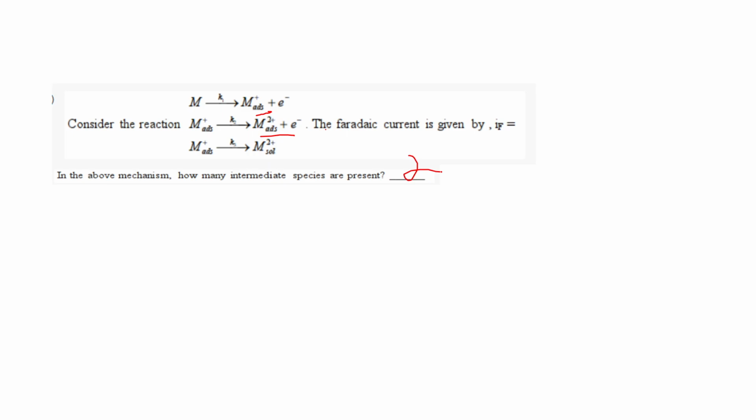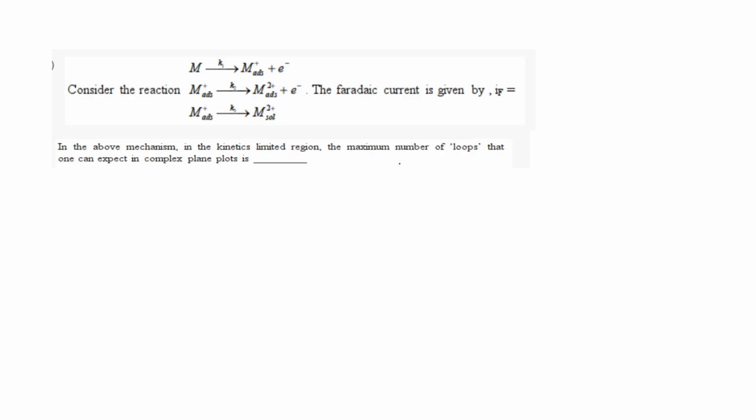Now the next one is, in the above mechanism, in the kinetics limited region, the maximum number of loops that one can expect in a complex plane plot is one more than the number of intermediate steps, that is 2 plus 1, 3. Okay. Does anyone have any doubt in that?